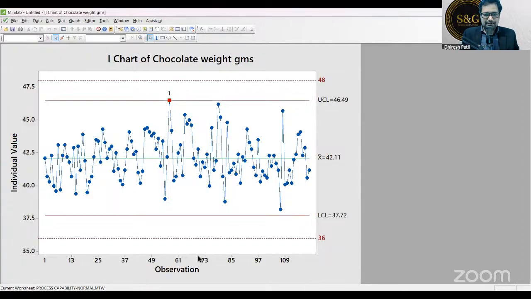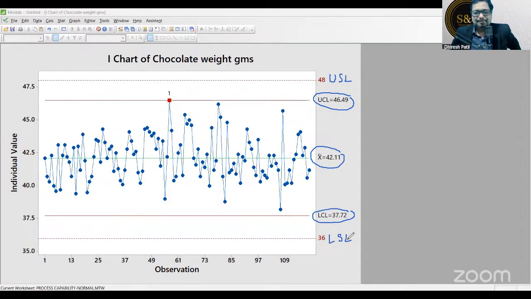Now try to understand this. So this is my X bar. This is my control limit, upper and lower control limit. This is my upper specification limit. And this is my lower specification limit. How many of you got it? Just type yes in the chat box. Very good. Now see, I can divide this control chart. So this is the specification limit. This way also you can show it, okay?